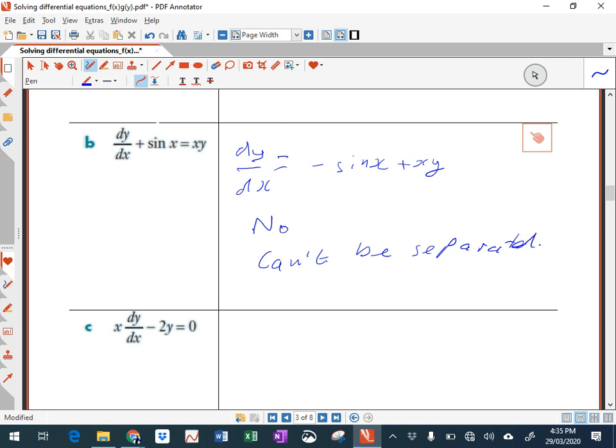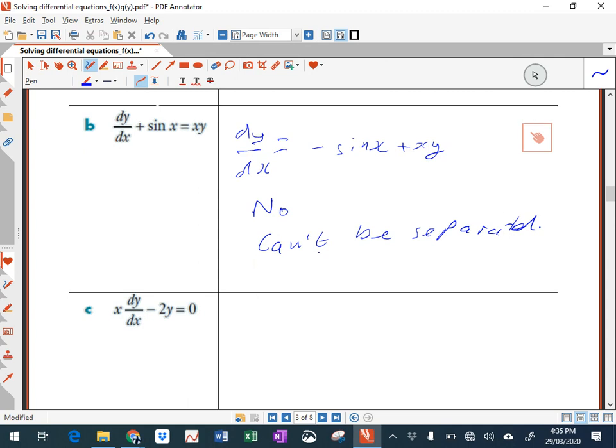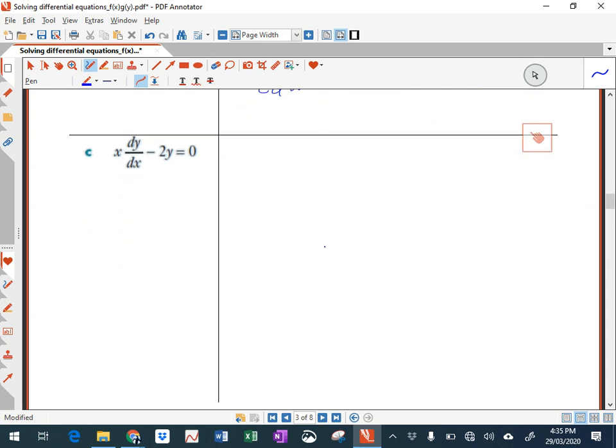Okay, so let's go to the next one. This looks like we have more chance with this one. Here we go. All right, so let's just go x dy/dx equals 2y. Okay, and then what we'll do there, I guess we could just go x dy equals 2y dx.